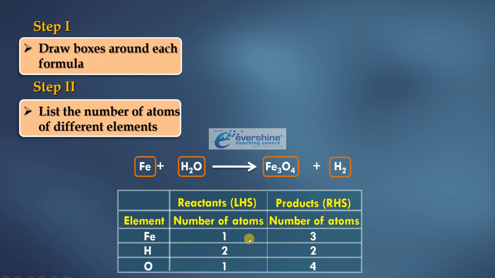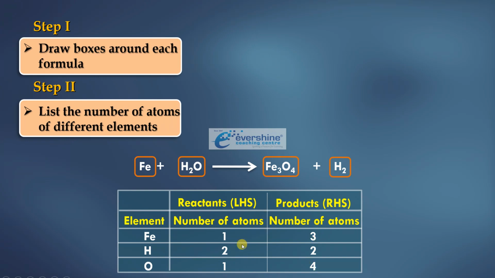Now here also you can compare. Here is 1, here is 3. Are both equal? No. It means it is unbalanced. Here is 2, here is 2. Now this is balanced. Here is 1, here is 4. It is unbalanced. So on the whole we can say that the total mass on the reactant side is 2, 1 plus 2 is 3, 3 plus 1 is 4. The total mass on the reactant side is 4 and the total mass on the product side is 4 plus 2 is 6, 6 plus 3 is 9.